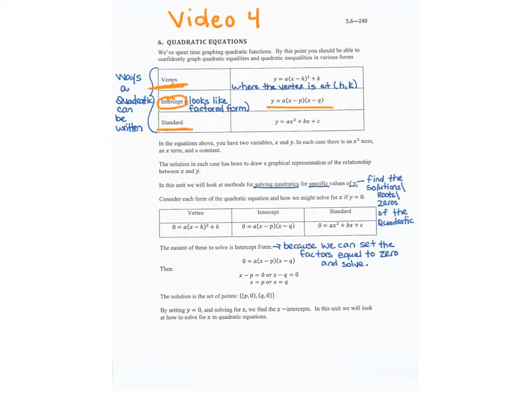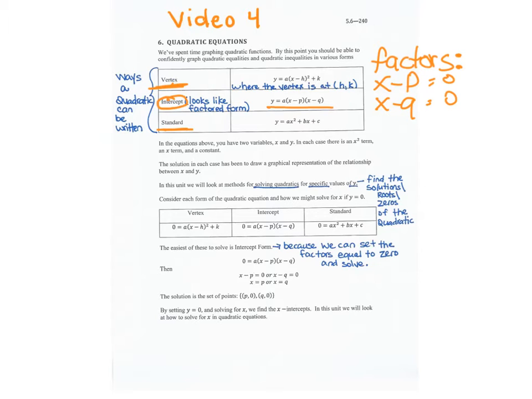Well, those two quantities, x minus p and x minus q, are the factors of that quadratic. And to get our solutions to the quadratic equation, if it's in intercept form, which looks like factored form, all I would have to do is set those factors equal to 0 to solve. So if you see something written in intercept form, that is the easiest quadratic to solve.